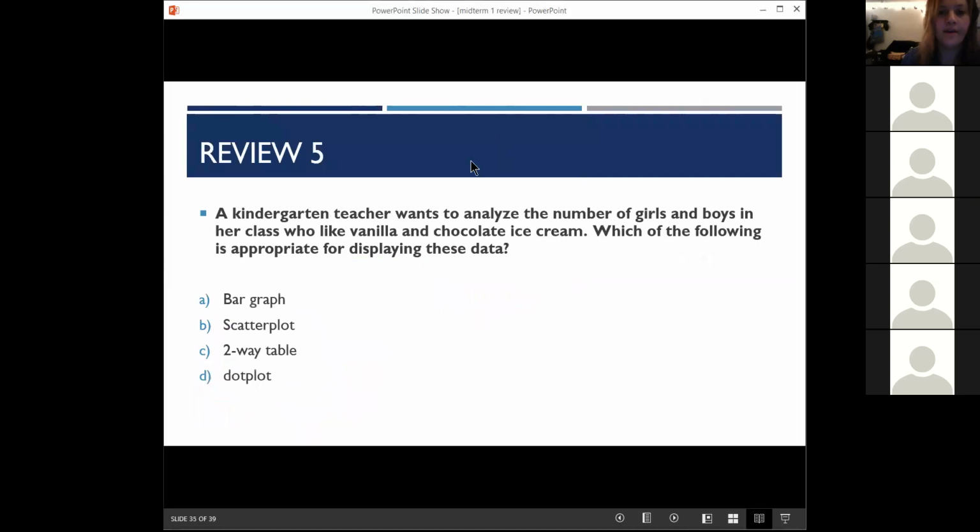Okay. All right, a kindergarten teacher wants to analyze the number of girls and boys in her class that like vanilla and chocolate ice cream. Exciting. So which of the following is appropriate for displaying this data? Let me know what you think about this one.